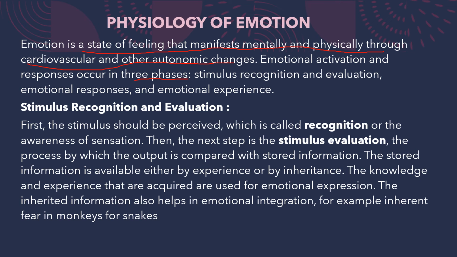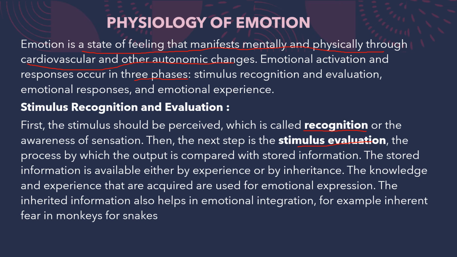So first we will see the stimulus recognition and evaluation. First, the stimulus should be perceived, which is called recognition, or the awareness of sensation. The next step is stimulus evaluation, the process by which the input is compared with stored information. The stored information is either available by experience or by inheritance.